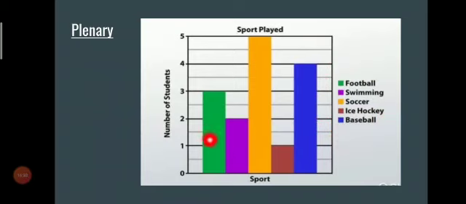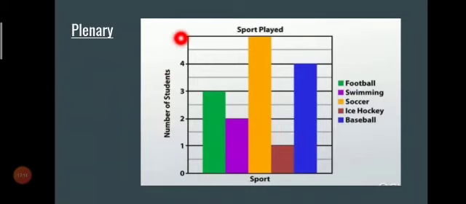The green bar represents football, purple swimming, orange soccer, red ice hockey, and the last one, blue color, represents baseball. Now you have to tell me how many students are playing football, swimming, soccer, ice hockey and baseball. You have to give me these answers.